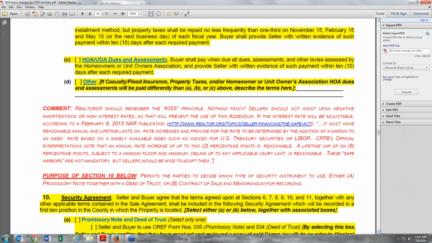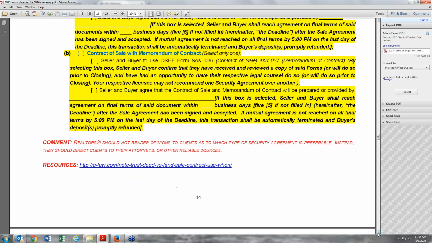And then on the insurance and so on, we cover all of those, both the insurance, the taxes, withholding, and so on. So those address all of the main aspects of a seller-carried transaction. And then section 10 deals with how it's going to be secured, with a trust deed, or is it going to be secured with a contract of sale?